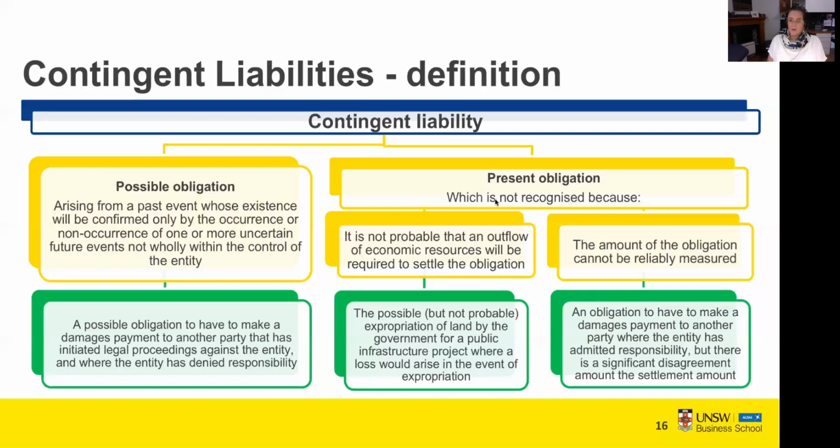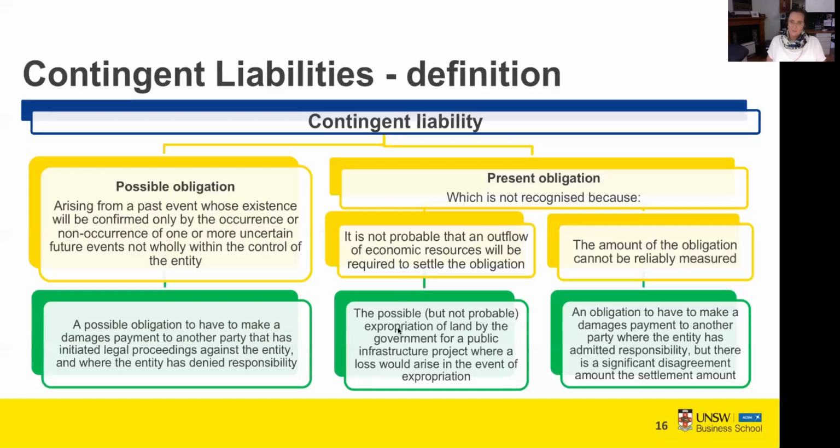The third way in which a contingent liability can arise is because I have a present obligation, but it is not probable that there will be an outflow. So remember, something has to have a likelihood of more than 50% to be probable. So I do have a present obligation, but it's not probable. If it's not probable, I don't recognize a provision, but it can give rise to a contingent liability.